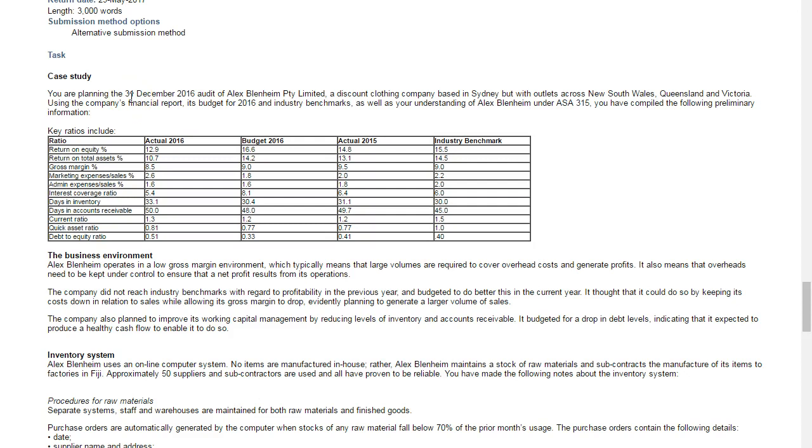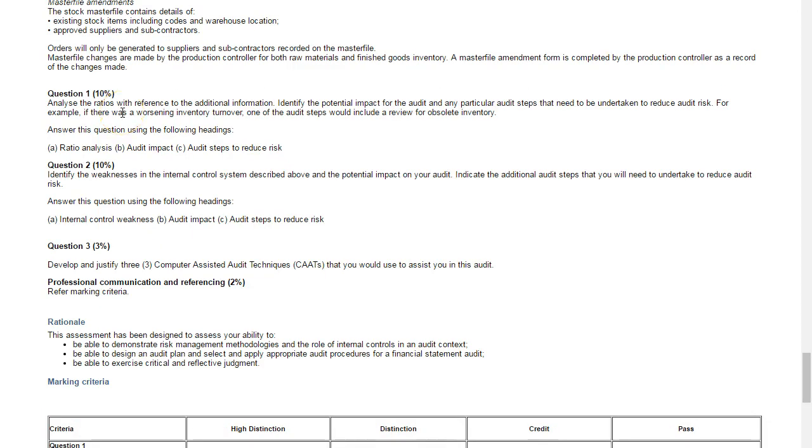As this is a comprehensive case study, your responses should be presented in a single report with a brief executive summary. Remember, you are the auditor planning the audit, so you should write from that perspective. However, you will also notice that there are 3 distinct questions which you have to answer, and 2 of them contain clear instructions about how to structure your answer, questions 1 and 2. So you must use subheadings to identify your answer to each question within the overall report. You could use subheadings such as ratio analysis, internal control, and computer-assisted audit techniques, respectively, but ultimately it's up to you.